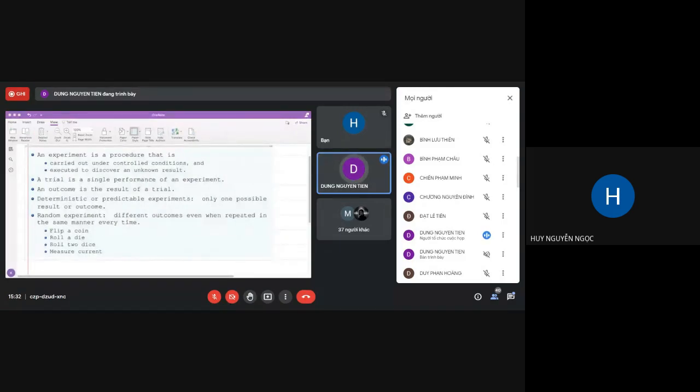So if you flip a coin, or you roll a die, or you roll 2 dice, then you cannot predict the outcomes. That's why you call them random experiments. If you can predict the outcome, you can be sure about that, then you call it a deterministic experiment. Okay.